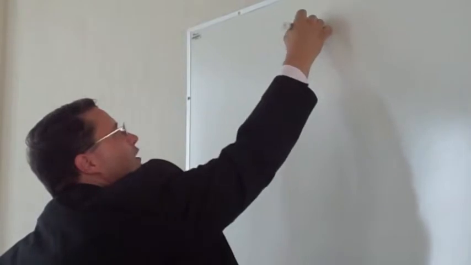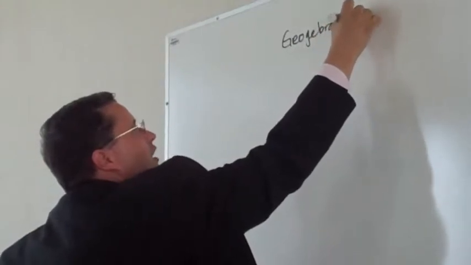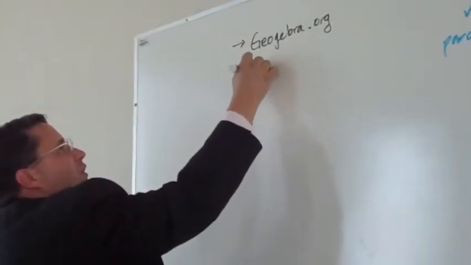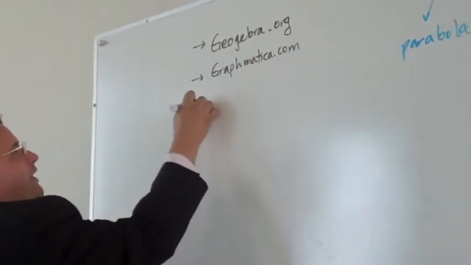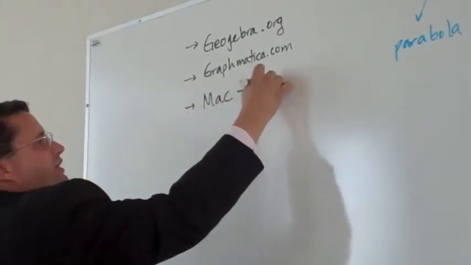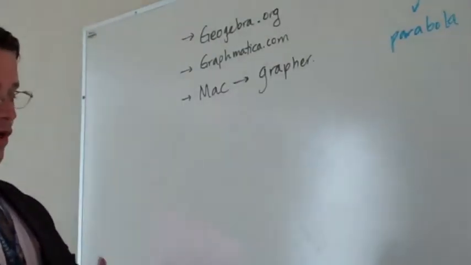So there are several options, and they're all free. You can download them, they're freeware. So one is GeoGebra. I think it's .org. I already told you about that one. There's another one called Graphmatica. I think that's .com. And then if you have a Mac, there's this program called Grapher. That's one of the utilities inside the Mac. That's already installed. You don't have to buy it or anything. So any of those are very good choices. And of course, you have to practice. Maybe read the tutorial or online manual a little bit, so you know how to use it.